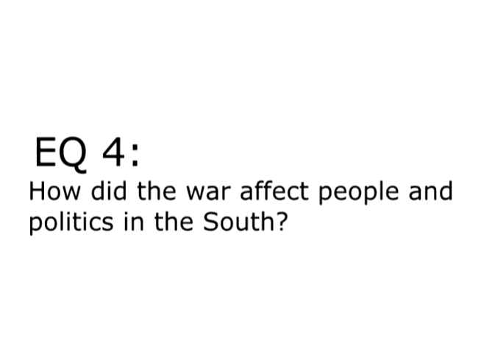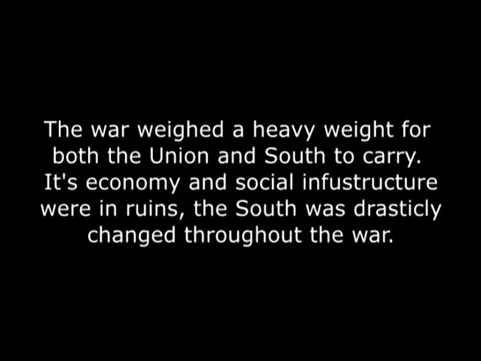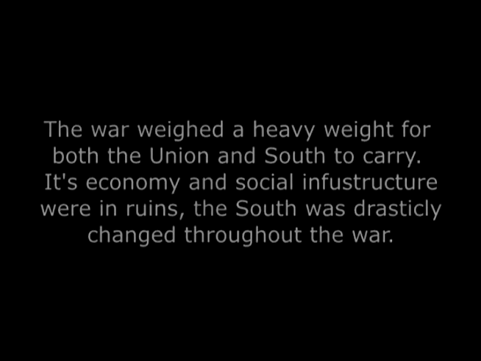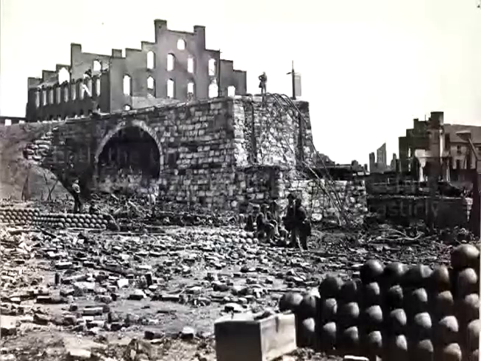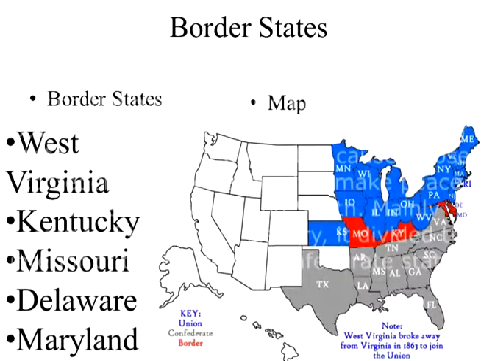EQ4. How did the war affect people and politics in the South? The war was a heavy weight for both the Union and South to carry. With its economic and social infrastructure in ruins, the South drastically changed during the war. During the mass secession of Southern states, the last few to go were the border states. Not entirely up for the cause, those Confederate states argued to make peace between the North and the South. Mainly because of the lack of slavery, it divided the interior of the Southern Confederate states.